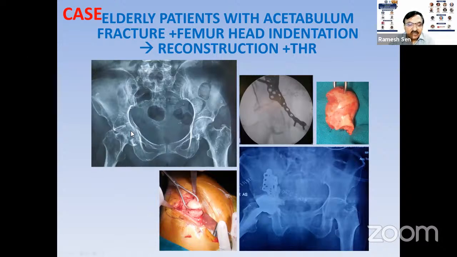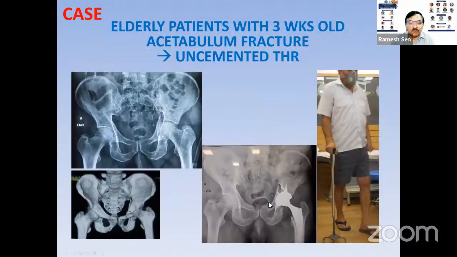Another case, here there was a lot of comminution. He was elderly, again the same situation. So I went inside, put a plate to stabilize, and then I put a cemented cup. Even my cement had gone this side also, but this patient was mobilized.